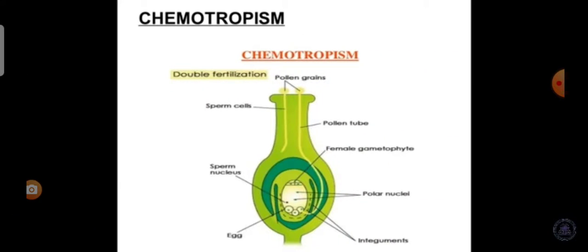Chemotropism. Now, let us know about chemotropism. Movement of a part of a plant in response to chemicals is known as chemotropism. Example, growth of the pollen tube in response to sugar present on the stigma.